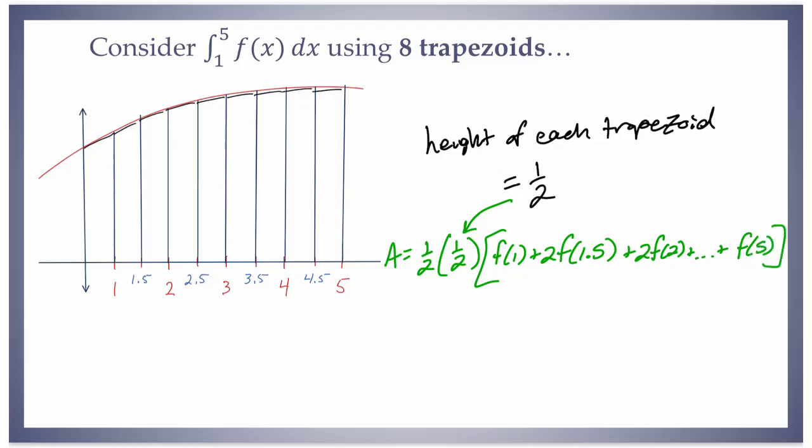So again, all of these vertical distances here are going to occur twice because they are the base 1 on the one trapezoid and base 2 on the other trapezoid.